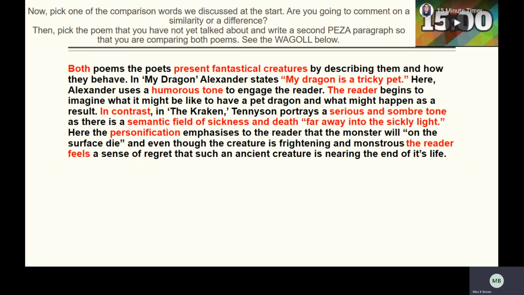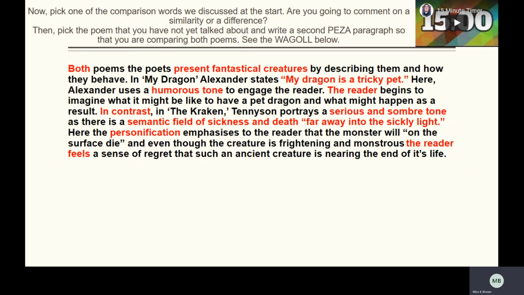In My Dragon, Alexander states, "my dragon is a tricky pet." Here, Alexander uses a humorous tone to engage the reader. The reader begins to imagine what it might be like to have a pet dragon and what might happen as a result. Okay, so that's the part that you have done.